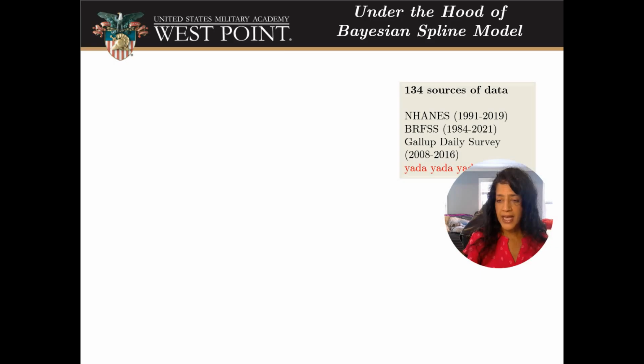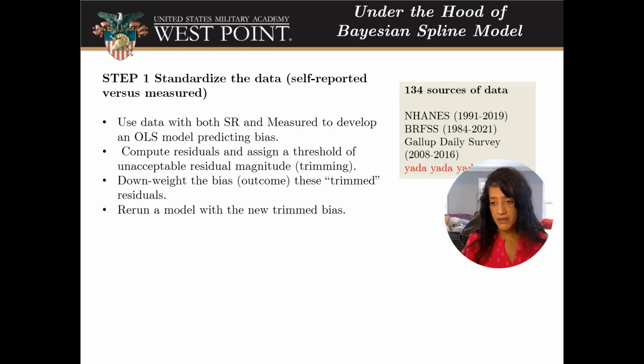And then they used that data to make those predictions, obviously, but they couldn't just drive forward and pull the data together because the outcome measurement of body mass index was measured differently. Some studies used self-report, some studies measured BMI. And so they picked the data that had both self-report and measured BMI, and they fit a regression model to predict the bias, the difference between self-report and measured BMI.